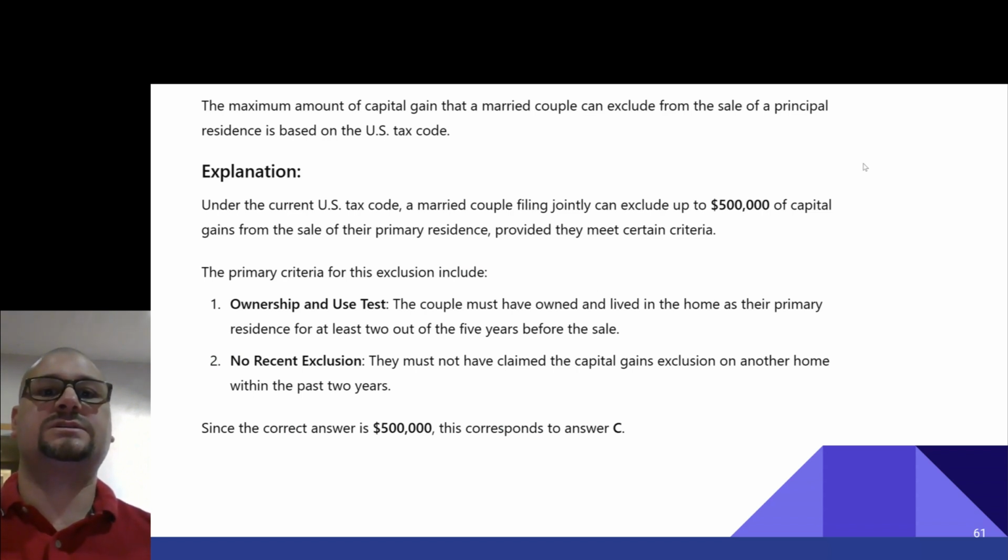Under the current U.S. tax code, a married couple filing jointly can exclude up to $500,000 of capital gains from the sale of their primary residence, provided they meet certain criteria. The primary criteria for this exclusion include the ownership and use test. The couple must have owned and lived in the home as their primary residence for at least 2 of the last 5 years before the sale. No recent exclusion: they must not have claimed the capital gain exclusion on another home within the past 2 years.